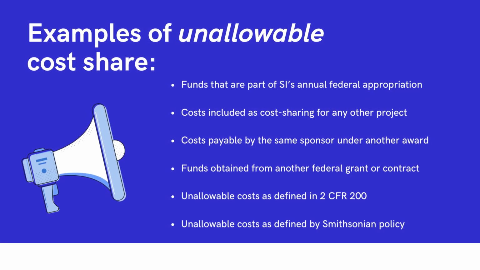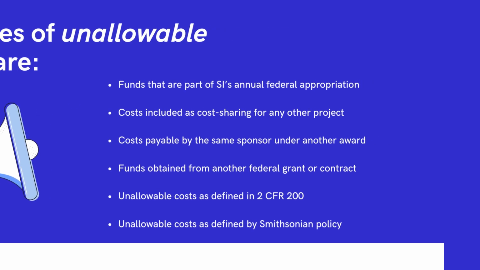Examples of unallowable cost share. Funds that are part of SI's annual federal appropriation. Costs included as cost sharing for another project. Costs payable by the same sponsor under another award. Funds obtained from another federal grant or contract. Unallowable costs as defined in 2 CFR 200. Unallowable costs as defined by Smithsonian policy.